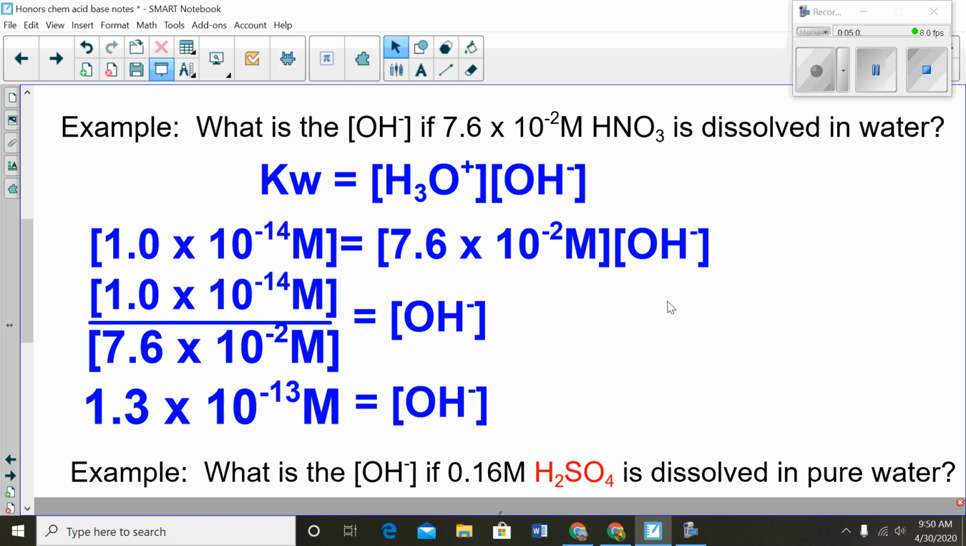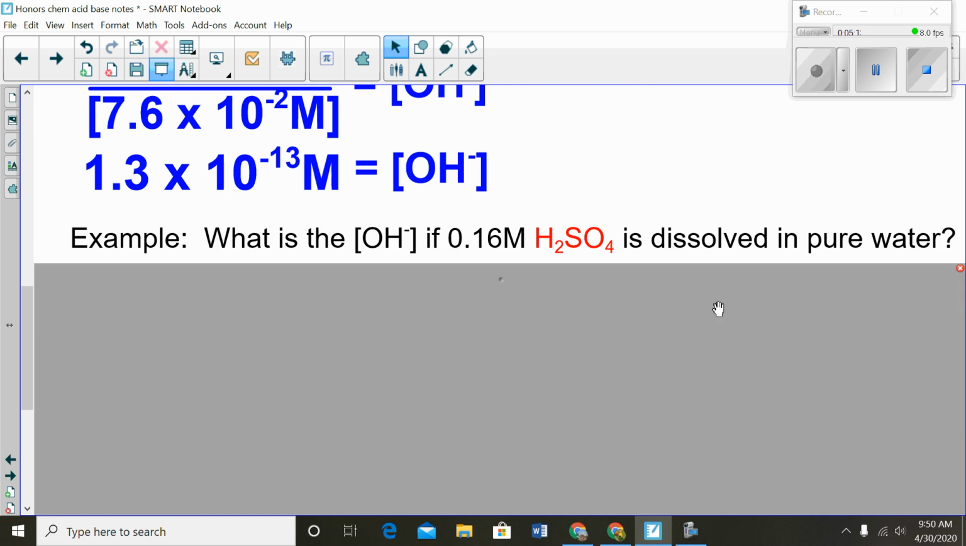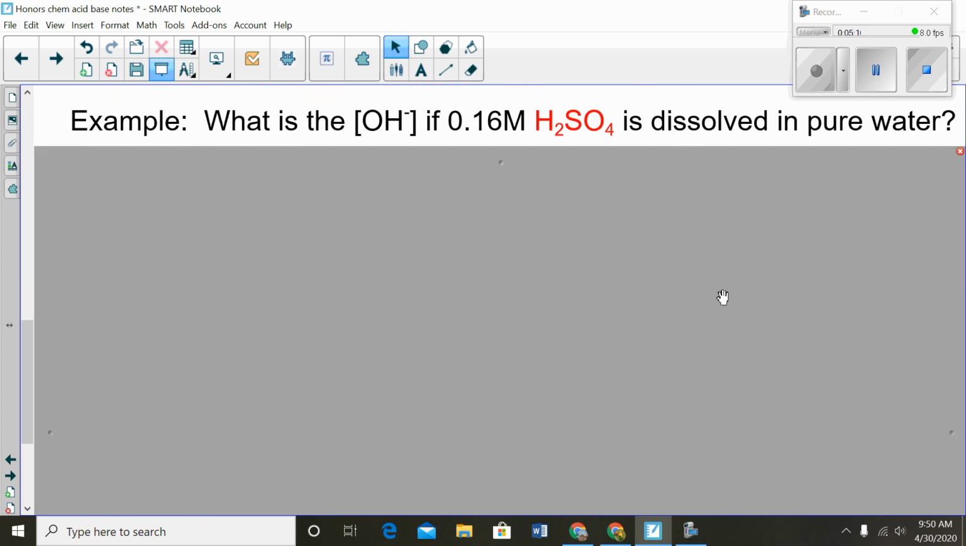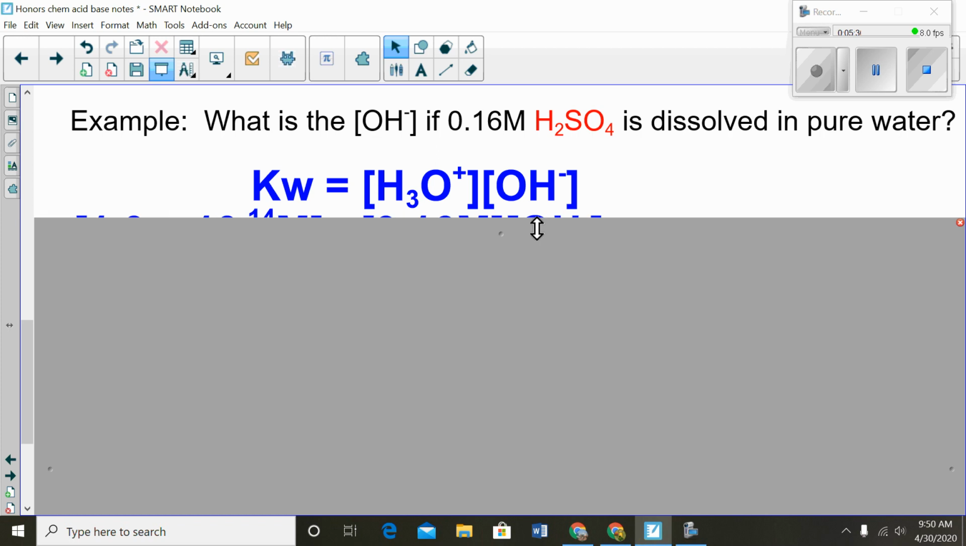Okay, so what you should notice is that this is H2SO4, that is sulfuric acid, but up here we had HNO3. So why am I pointing this out? Well, we'll get to that in a second. Let's just set up the problem like we usually do, and then notice what that H2SO4 has to do with it. So I'm asking, what is the OH minus if 0.16 molar H2SO4 is dissolved in pure water? So it's the same equation. Kw is known. So which of these two did I provide? Well, I'm asking what is the OH minus, so this 0.16 molarity must be the H3O plus, and it is.